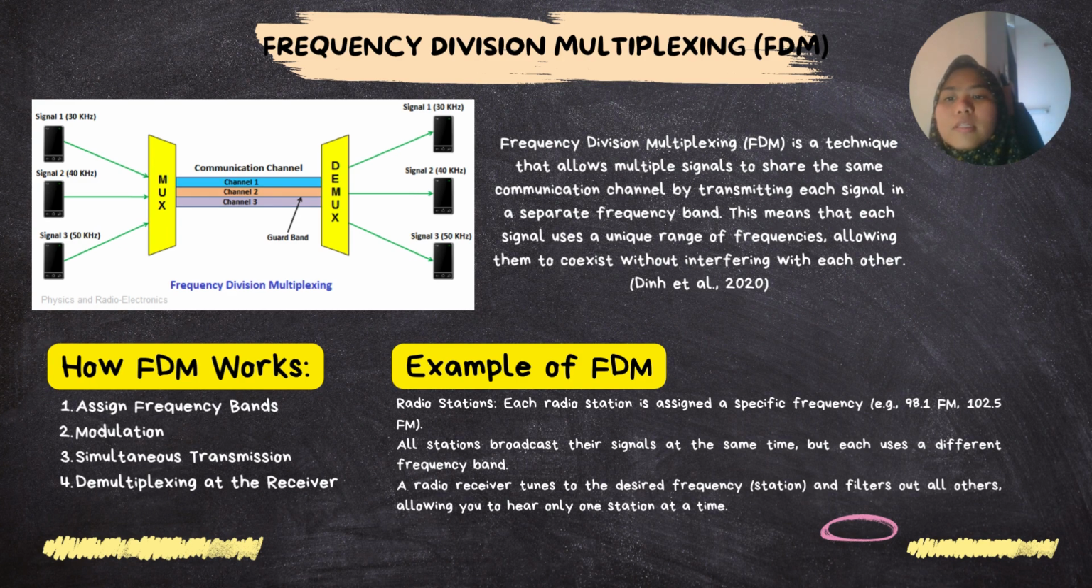And then lastly, demultiplexing at the receiver. At the receiver's end, each signal is separated based on its frequency band and demodulated to retrieve the original data.